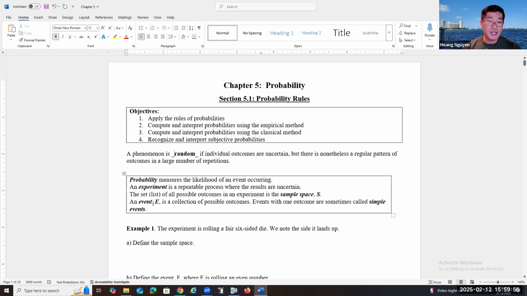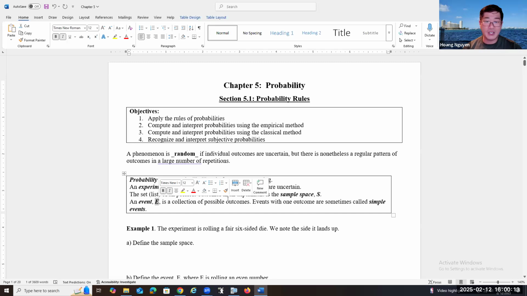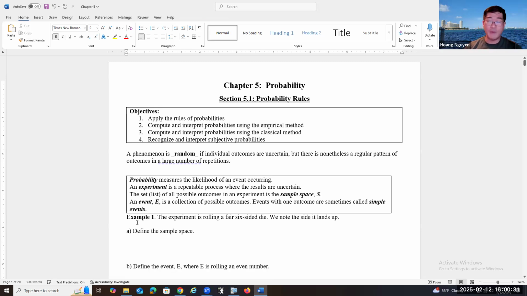We use an uppercase letter to show an event, and we use the uppercase letter S to show the sample space. An event is a collection of possible outcomes. An event with one outcome I sometimes call a simple event. So those are a few definitions that we have related to probability.